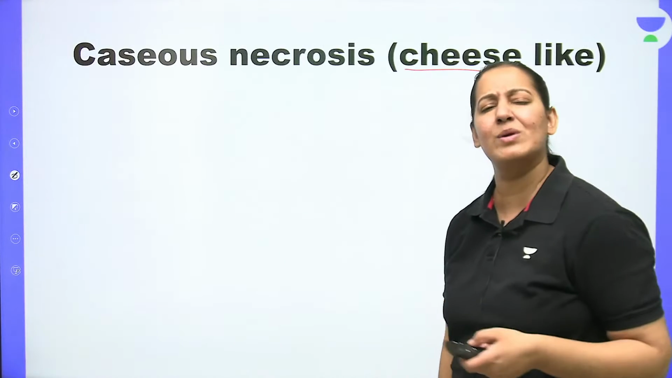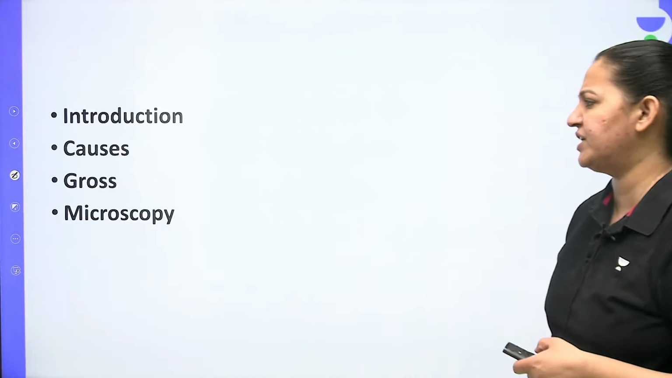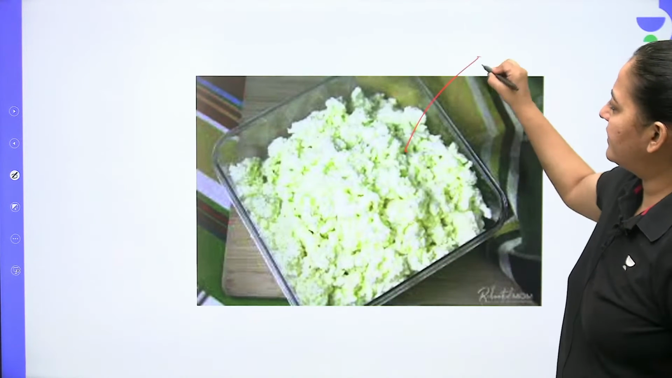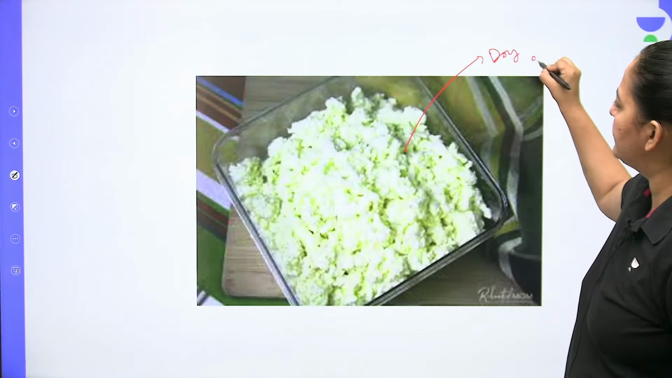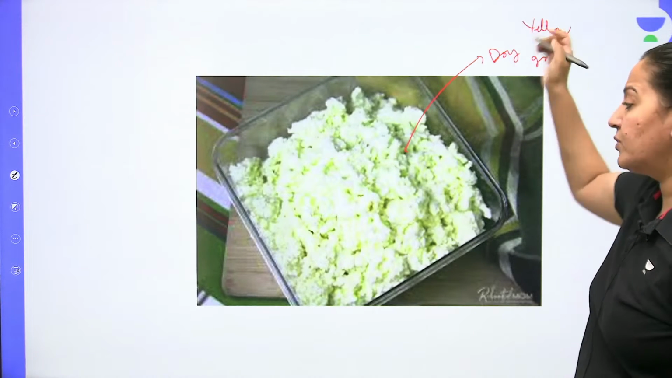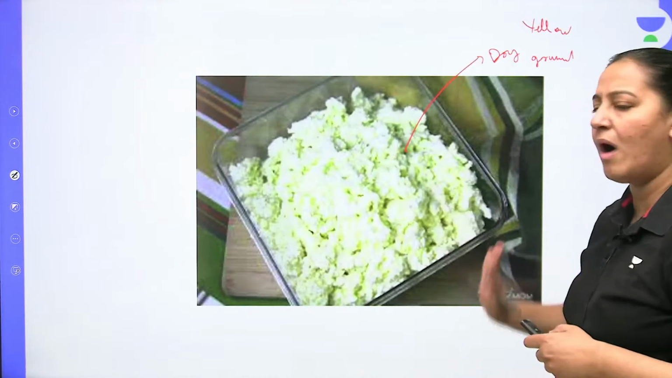Why is this necrosis known as cheese necrosis? Because it looks like cheese. Have you ever seen cheese? It is dry, granular and yellowish in color. So necrosis will also look like that. That's why it is known as caseous necrosis. Okay, that is the appearance.